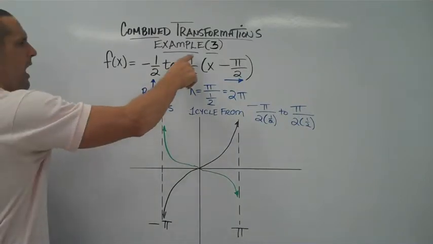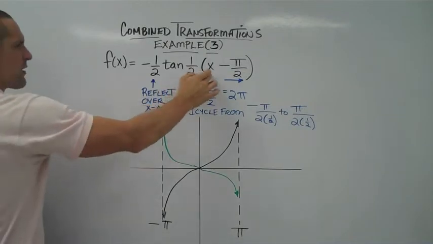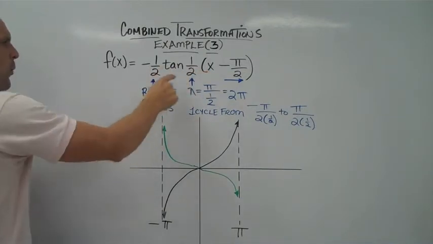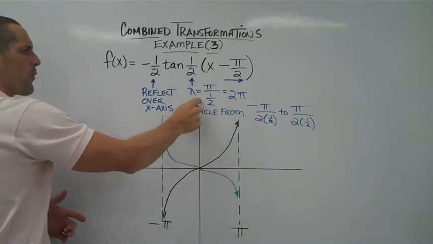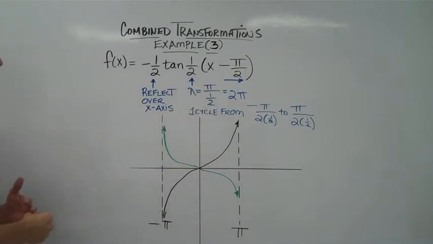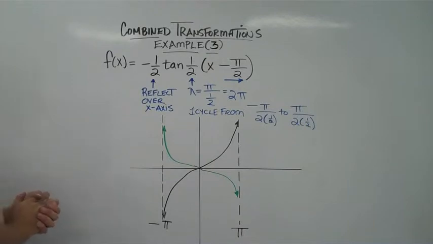Here's the key. Our b term that's going to multiply whatever's in parentheses in front of the x here is 1/2. So we know that our period is pi over b. Not 2 pi over b with a tangent function, but rather pi over b. Pi over 1/2 is the same as pi times 2, which is 2 pi. So we'll have 1 full cycle in 2 pi.